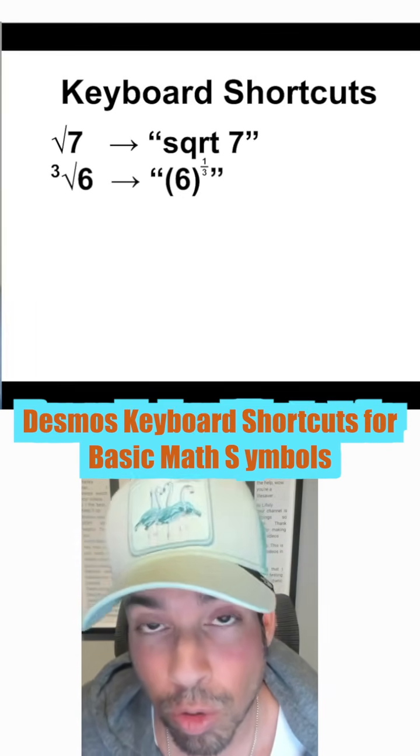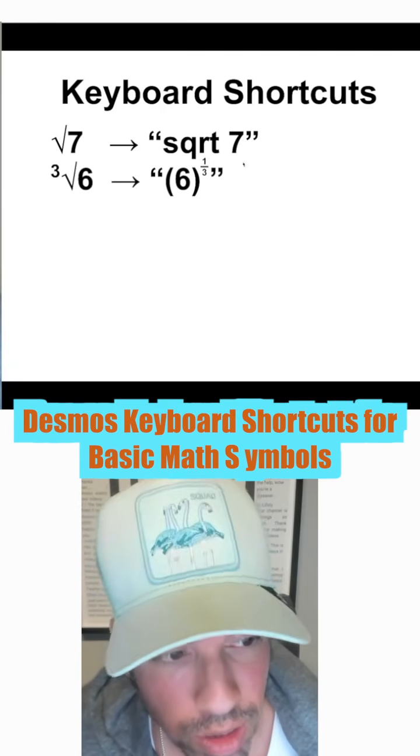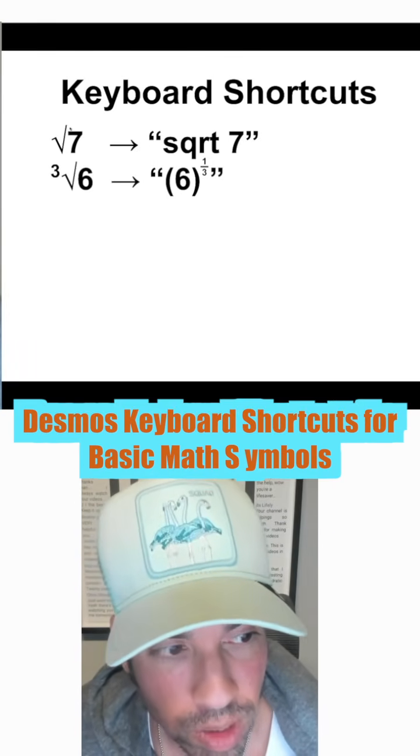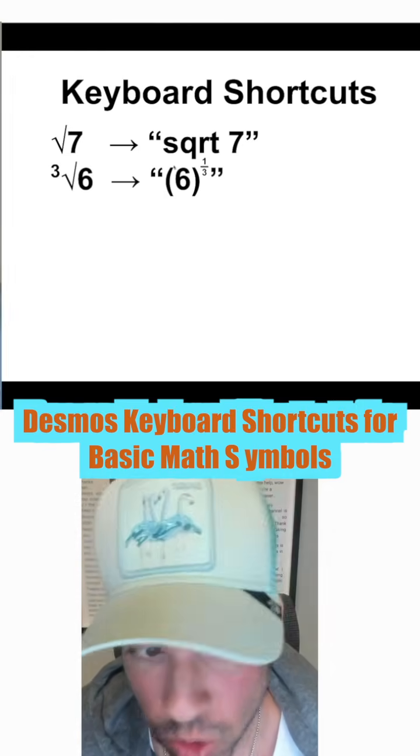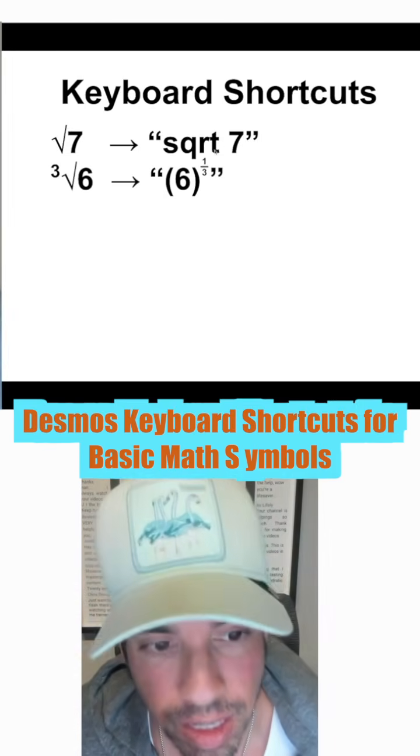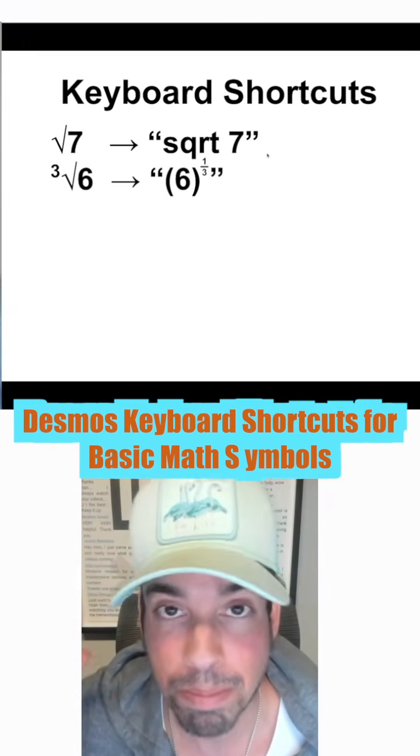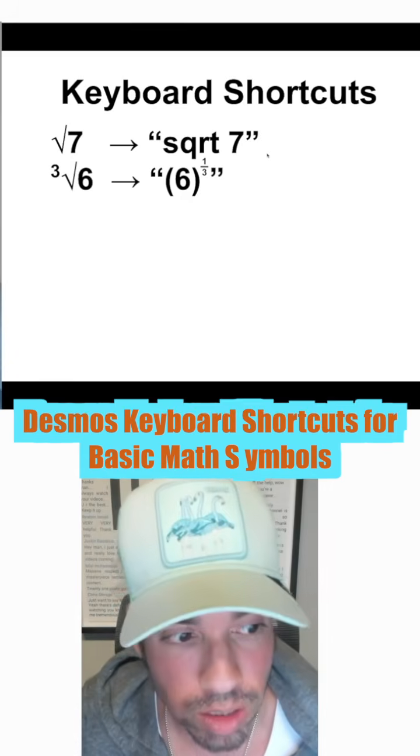Now we're going to go through some more keyboard shortcuts. Of course, this is for a square root of 7. If you want to get the square root of anything, you type SQRT and then the square root will appear. Then you can put in whatever you want underneath the square root.